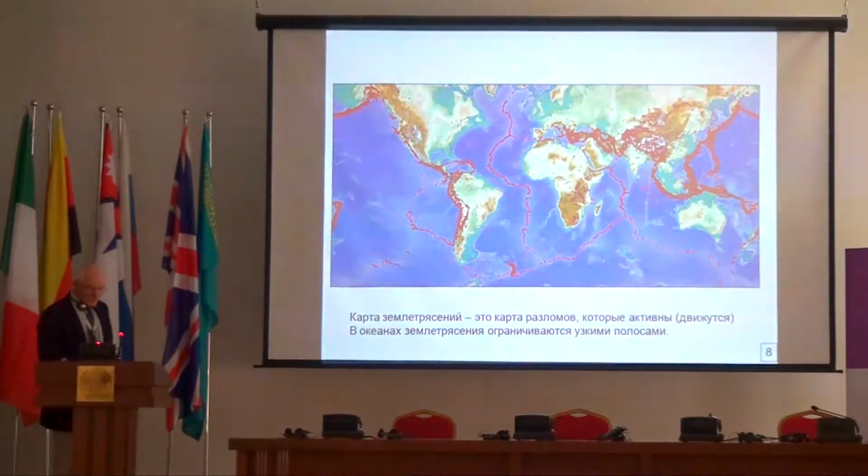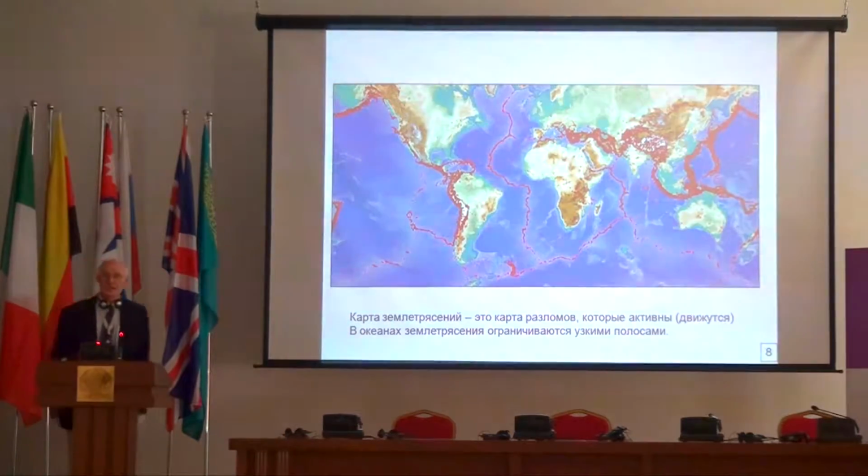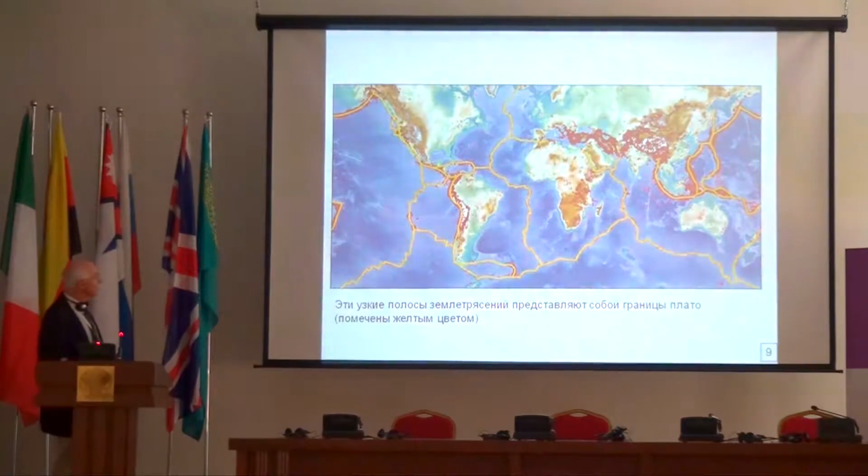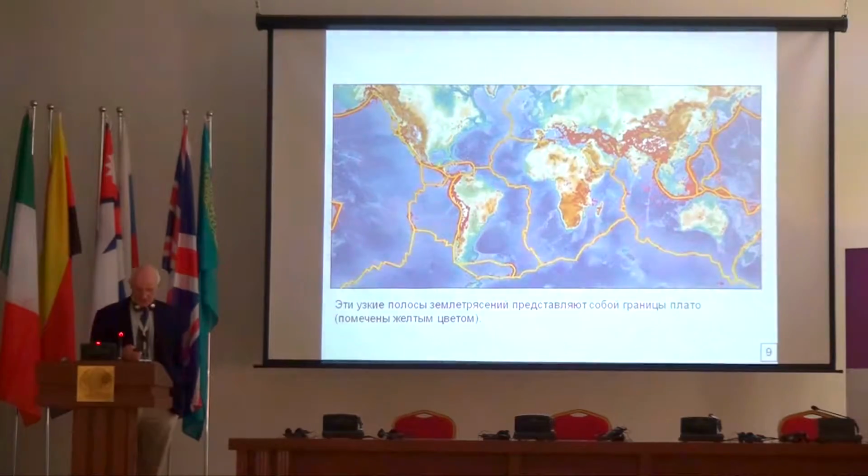Now, one of the things you can see immediately from this picture is that in the oceans, the earthquakes occur in very narrow zones here. These red lines in the oceans are where earthquakes concentrate. Those red lines in the oceans are plate boundaries. Those are the boundaries of the tectonic plates. They're shown here in yellow, and it is very easy to show where they are in the oceans.